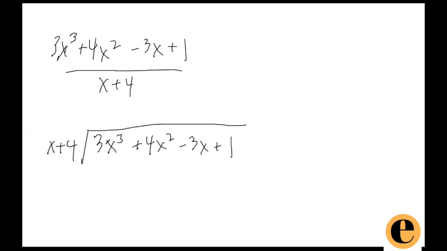3x cubed divided by x, that's equal to 3x squared. Again, dito ko pinapantay kasi 2 terms yung ibabawas natin mamaya. 3x squared times x, that's 3x cubed. So, tama tayo kasi masasubtract natin to equal to 0. 3x squared times 4, that's equal to plus 12x squared.